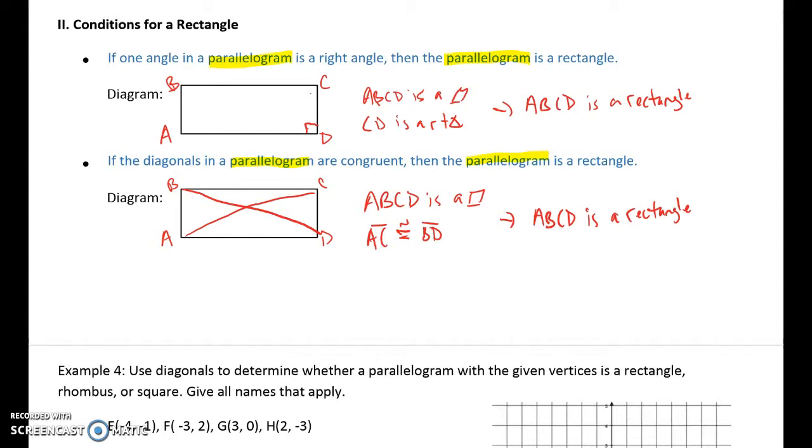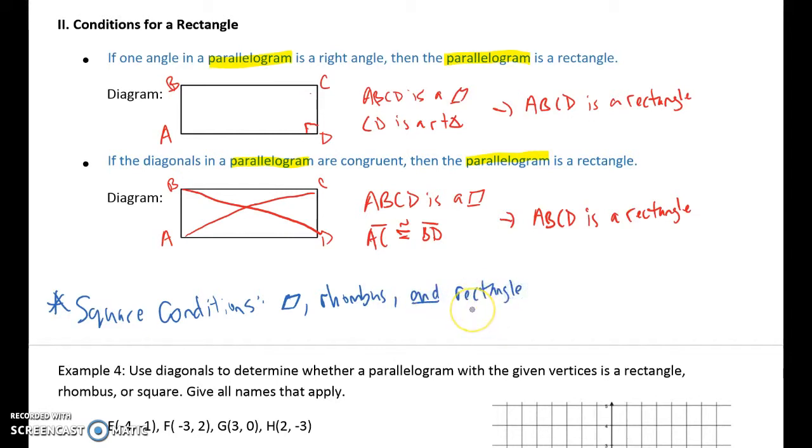I want to give you one note though. So if I want to prove something is a square, remember a square, the conditions for a square are it has to be a parallelogram, rhombus, and rectangle. So you'd have to show all 3 things. So we need to know, for example, the diagonals bisect each other, and one pair of consecutive sides are congruent, and the diagonals are congruent, right? So you need to have 3 things to show it's a square.